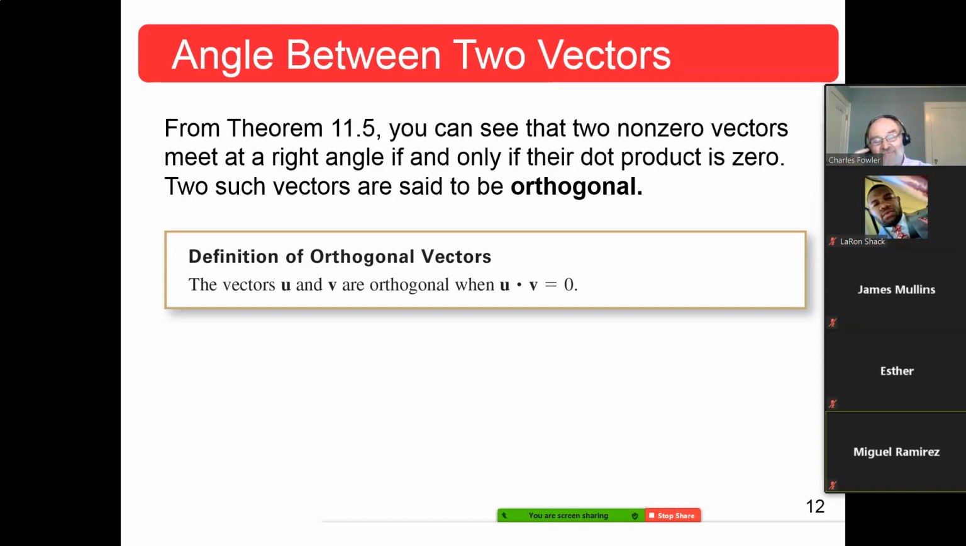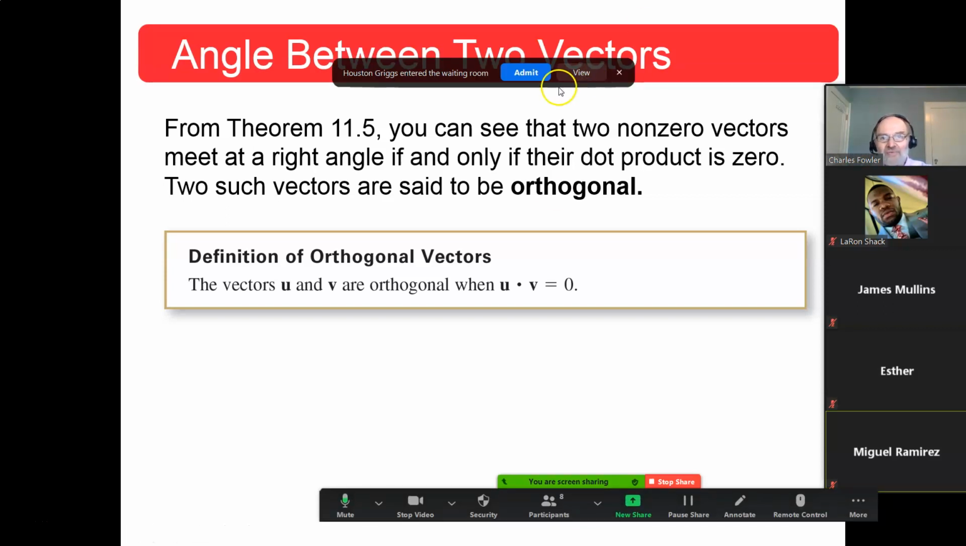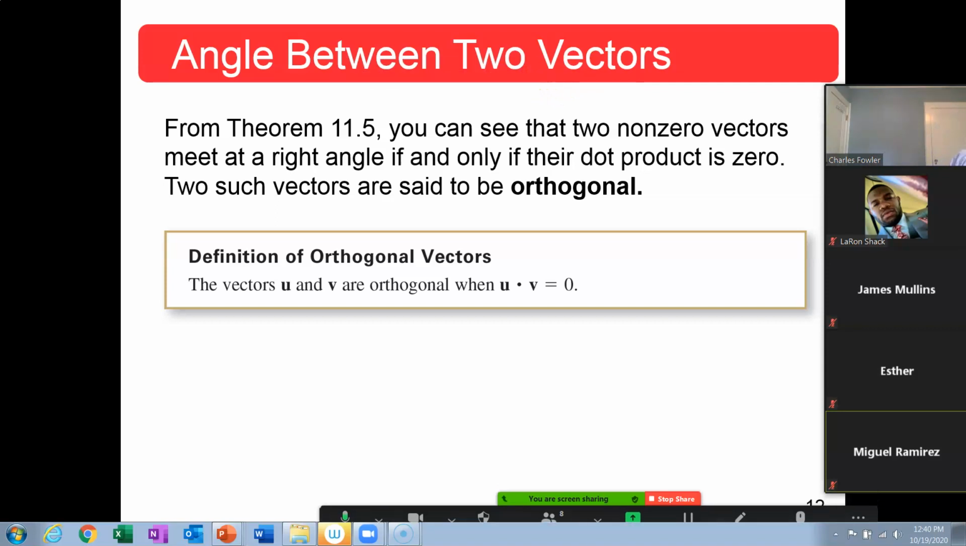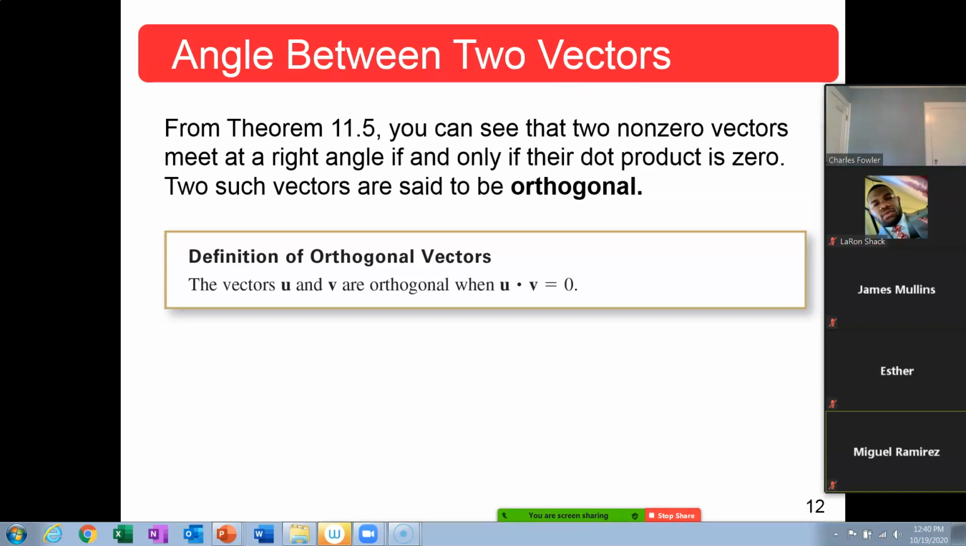Only when we're talking about vectors, oh, here comes Houston. Now we got 7 out of 8. Way to go. If we can just get Jemanuel here, we'll have perfect attendance today.